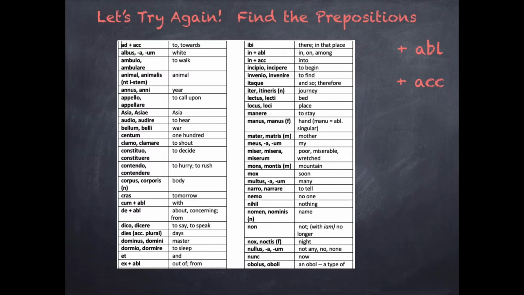Here are the 6 prepositions revealed. Cum plus ABL. Ad plus ACC. In plus ACC. In plus ABL. De plus ABL. Ex plus ABL.